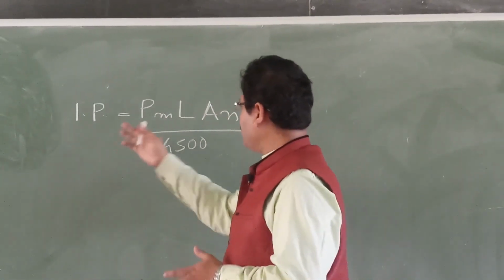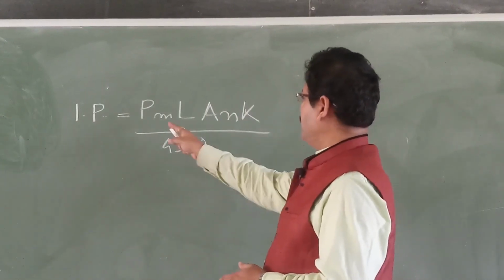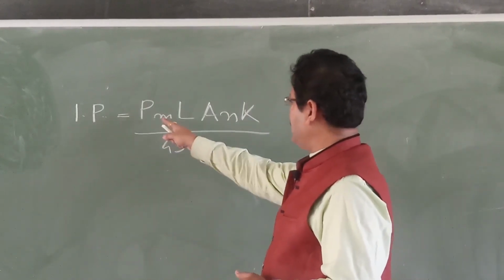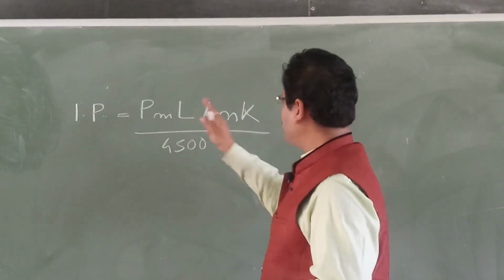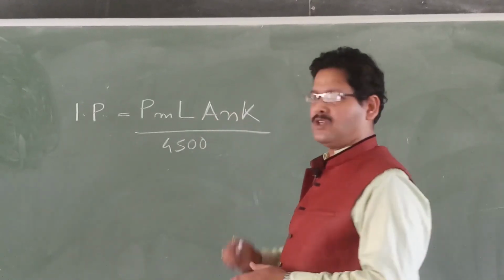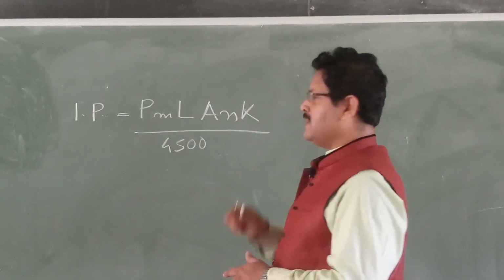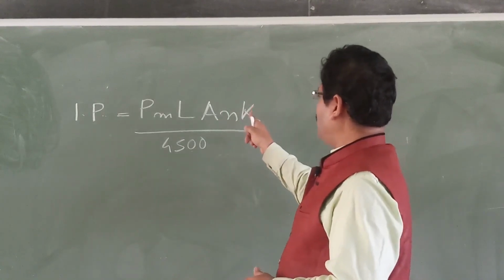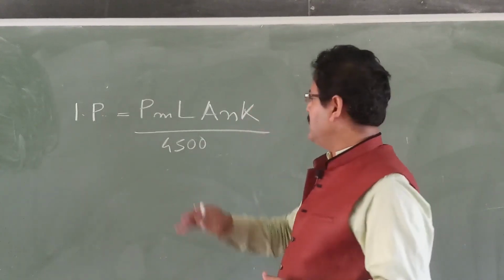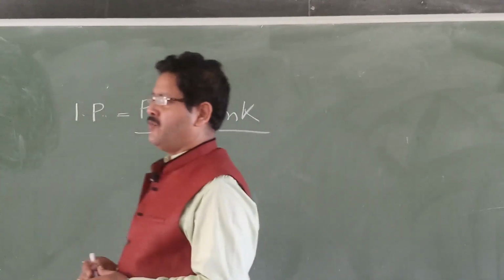The indicated power is given by the product of mean effective pressure, length of the stroke, area of cross section, number of working strokes and number of cylinders, divided by 4500.